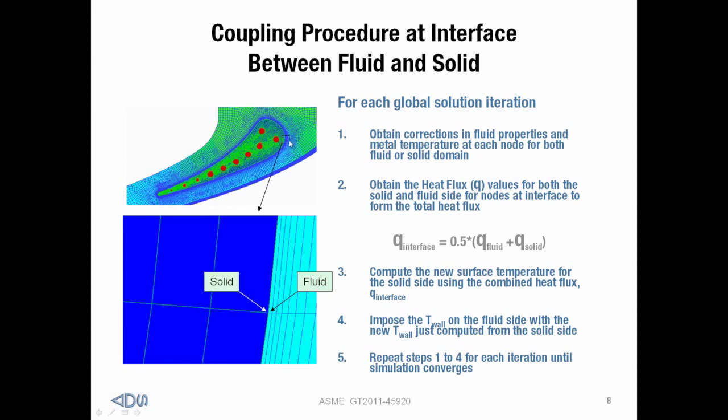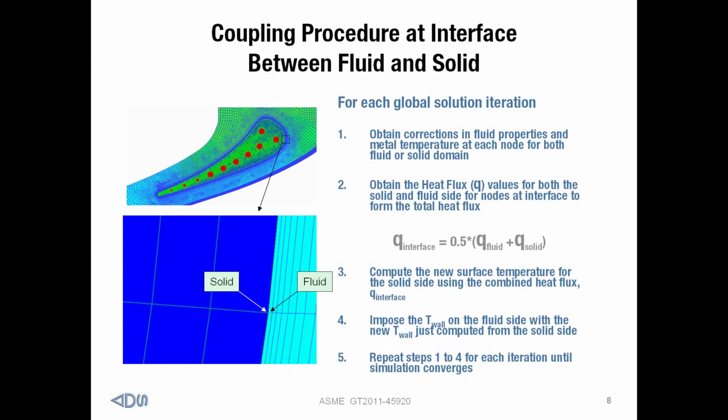Now, if we look at the zoom in on the surface, what you'll notice is there's a disparity in the length scales in the mesh. So in terms of near wall normal resolution, you have very small cells on the fluid side, but very large cells on the solid side. And that's just because you really don't need that much resolution on the solid side.